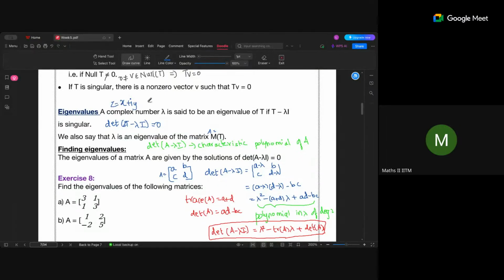x comma y in R. This is a complex number. Yes or no? Yes, ma'am. Okay. Now let us say real numbers means what are the real numbers? Any number between minus infinity to plus infinity. Is 0 a real number? Yes, ma'am. So now if y is equal to 0, then my z is x plus iy, which is simply x. Now is z a complex number or a real number? Tell me your answer.